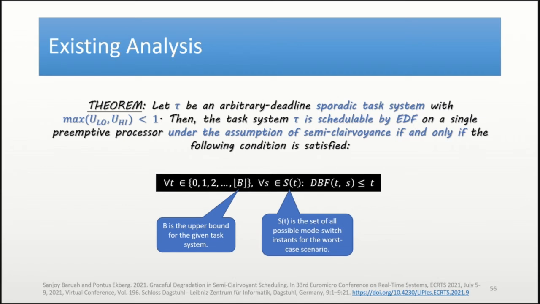The schedulability of a sporadic task system can then be determined by checking the cumulative processor demand of the system for each interval length t belonging to the set 0, 1, 2, all the way up to the upper bound b, considering all possible mode switch instances s in S of t. The expressions for b and S of t have been derived by Barua and Ekberg in their paper Graceful Degradation in Semi-Clairvoyant Scheduling. These can be calculated using the task set parameter values.